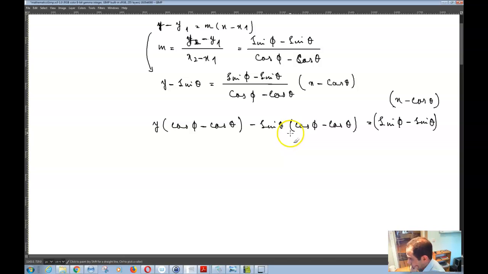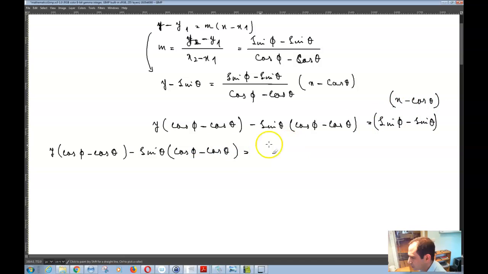And then you can write this as y times cos phi minus cos theta minus sin theta times cos phi minus cos theta is equal to x times sine phi minus sine theta minus cos theta times sine phi minus sine theta.